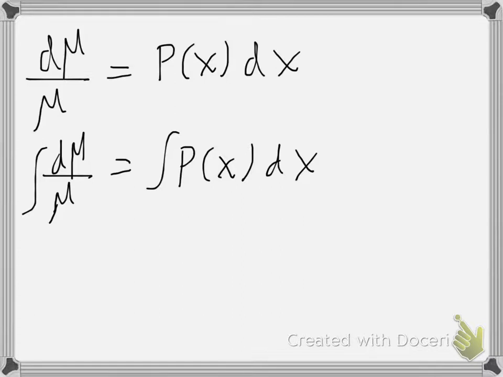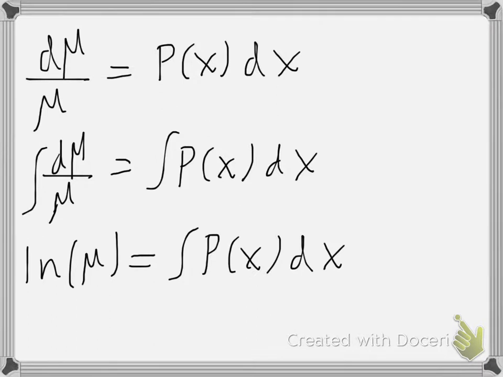Now that function on the right-hand side, the p of x, we don't know what that is. So we can't really simplify that integral any further. It's just going to be represented as the integral of p of x dx. On the left-hand side, we do know how to integrate that. That integrates as an ln. So now we obtain the ln of mu equals the integral of p of x dx.